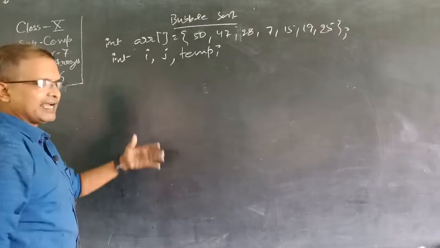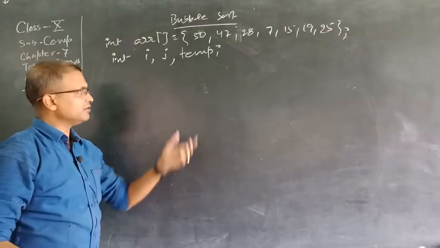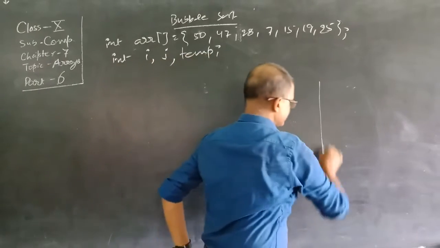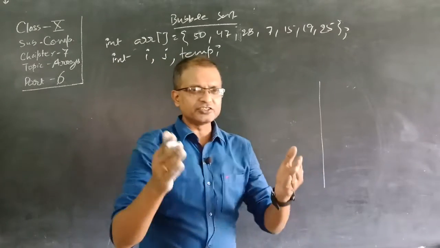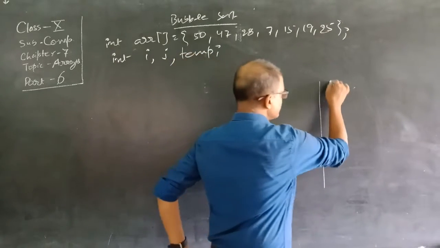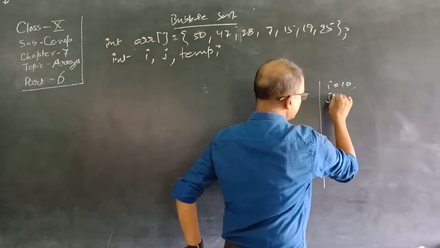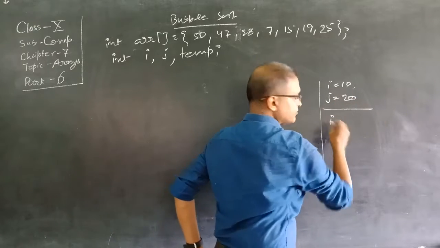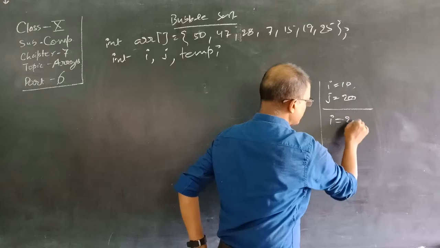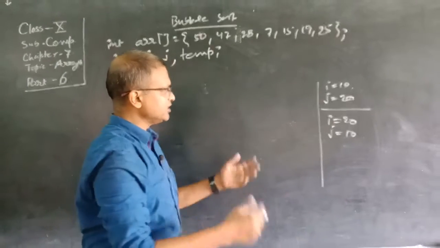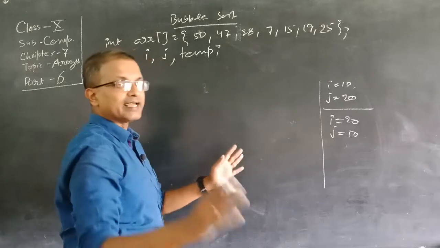But before starting, let us know what swapping is. Swapping means interchanging of values. What does it mean? Suppose i equal to 10, j equal to 20, and if you have to interchange the values, then after swapping, i will be equal to 20 and j equal to 10. How is this possible? Let me take an example.